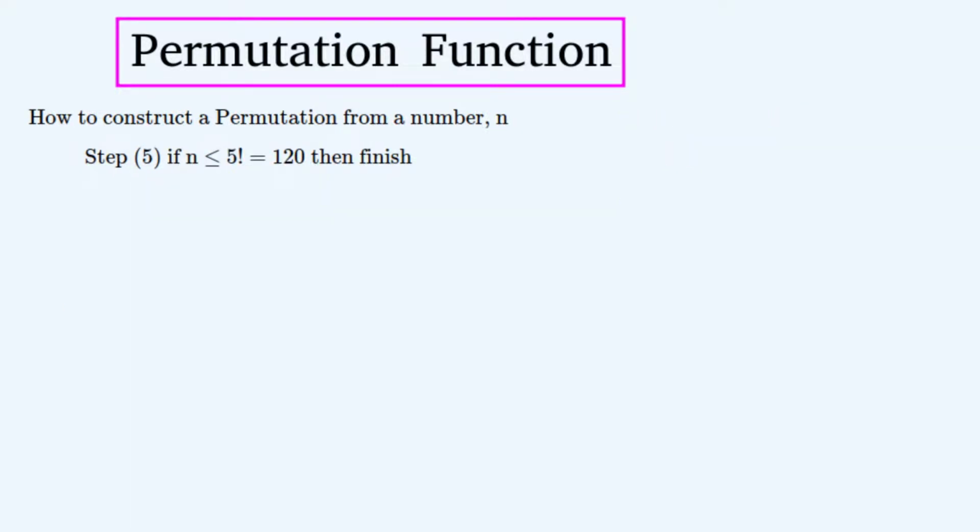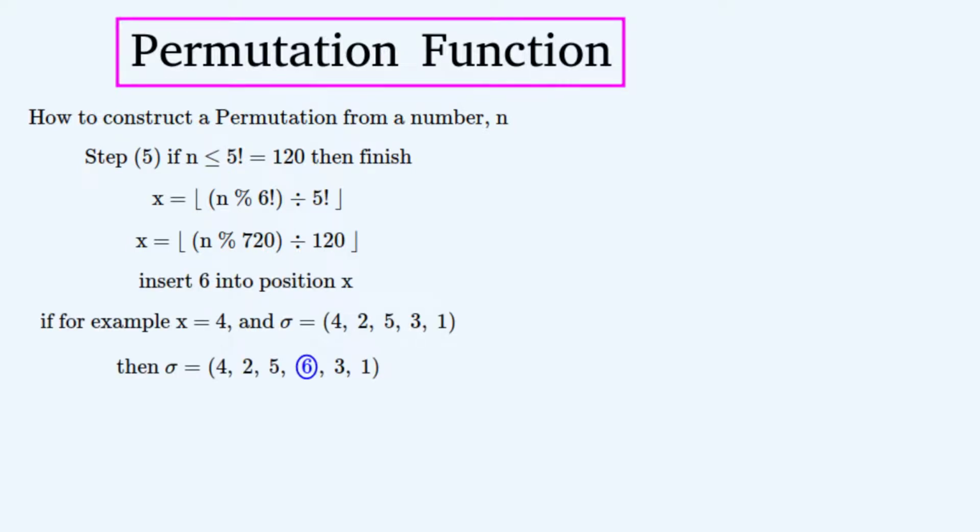In step 5, we'll insert 6 into the permutation list. If n is large enough, then we'll finish. Otherwise, we'll calculate the position for this number using this formula and naming its variable x. We'll expand out the factorials in this line here. And if x is calculated to be 4, we'll insert the 6 into the fourth position here.